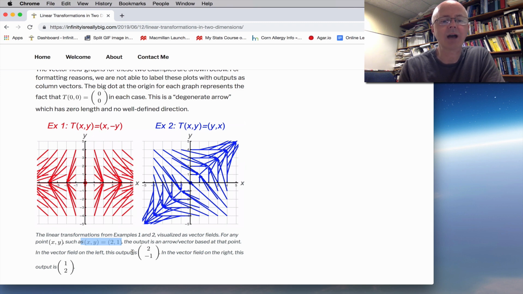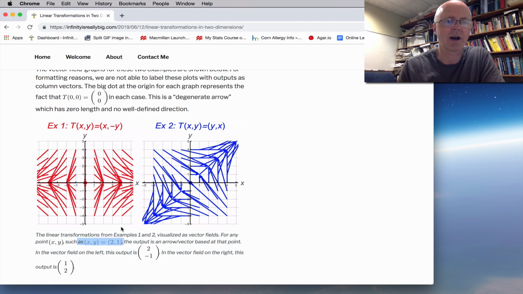For the first case, the output is the vector 2, negative 1. This arrow that you see right there, whose horizontal component is 2, it's rightward pointing, and whose vertical component is negative 1, it's downward pointing, is the vector with components 2, negative 1. That is the output of the vector field at the input, that is, the point 2, 1.